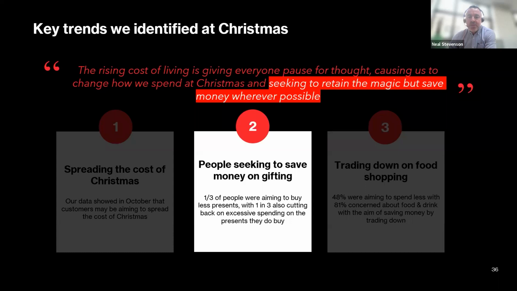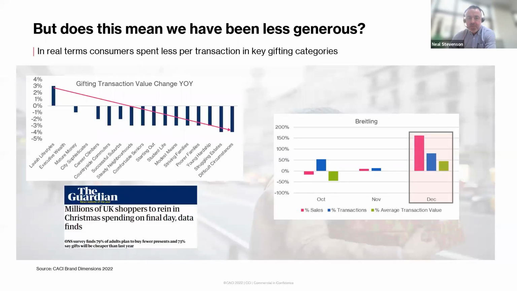But does this shift mean we've been less generous, or have we just been more savvy with our money, looking for better value rather than buying into more disposable products or stocking fillers? So the brand dimensions data shows that the customers pretty much did what they said they were going to do, with one notable exception. The vast majority of Acorn customers reduced the amount they spent per transaction in the key gifting categories in their run-up for Christmas.